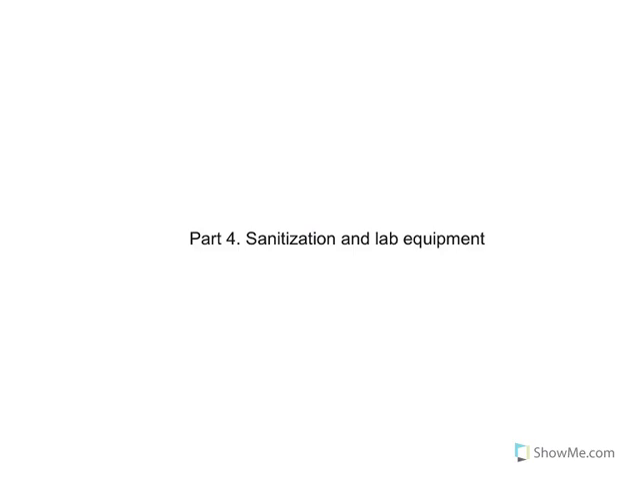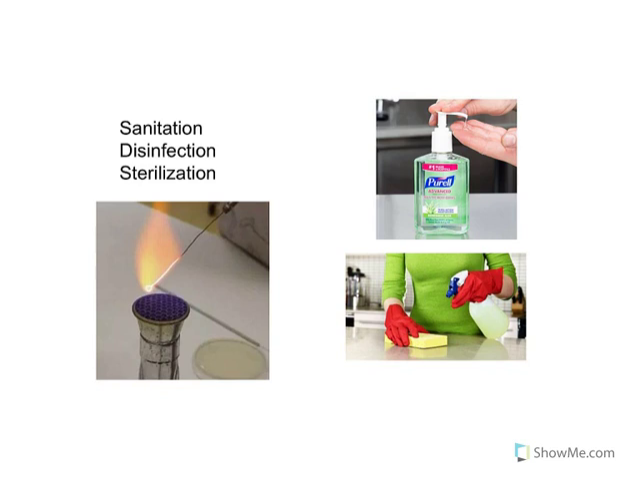So today we are going to go over sanitization and lab equipment. What kind of lab equipment you might see, including some chemicals, and what does sanitization mean? Sanitization means you're reducing the number of microbes, and we can do that at different levels. So let's look at those. The different levels are sanitation, disinfection, and sterilization.